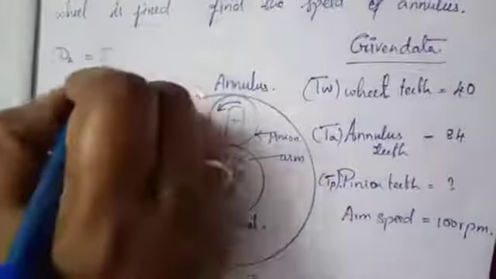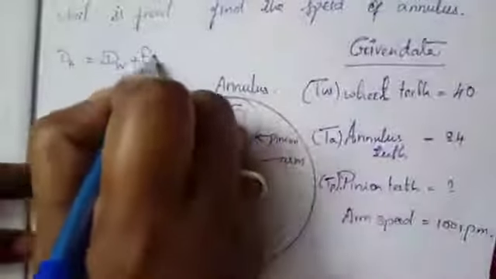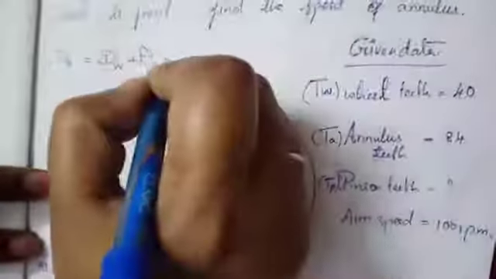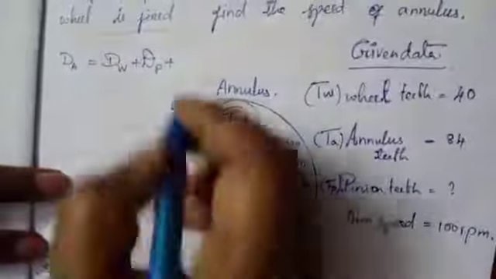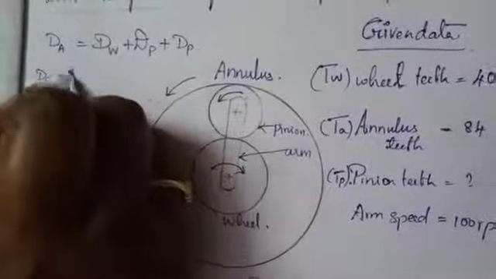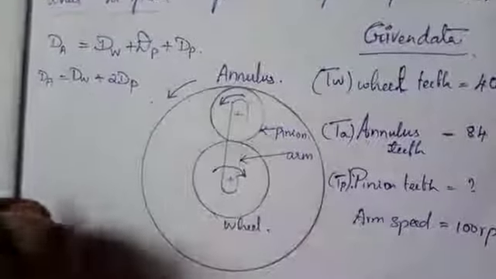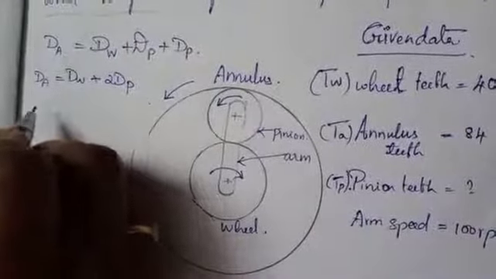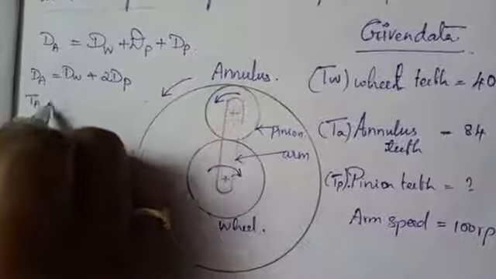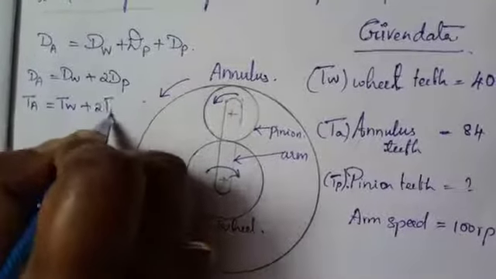Diameter of the wheel plus diameter of the pinion. So it becomes 2 times diameter of the pinion. So you can write it like this. So dA equal to dW plus 2dP. So you'll get like this. So that is directly proportional to the teeth. So you can write that TA equal to TW plus 2TP.